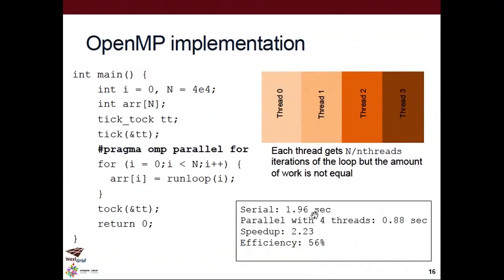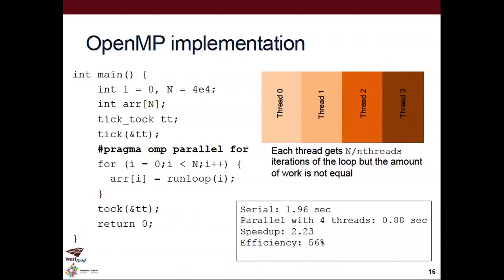And you can see that the serial version was about 1.96, that's around 2 seconds. And with 4 threads, we got 0.88 seconds. And instead of getting 4 times the speed up, we got 2.23 speed up, and efficiency is 56%. So it's way lower than what we expected for this simple program.